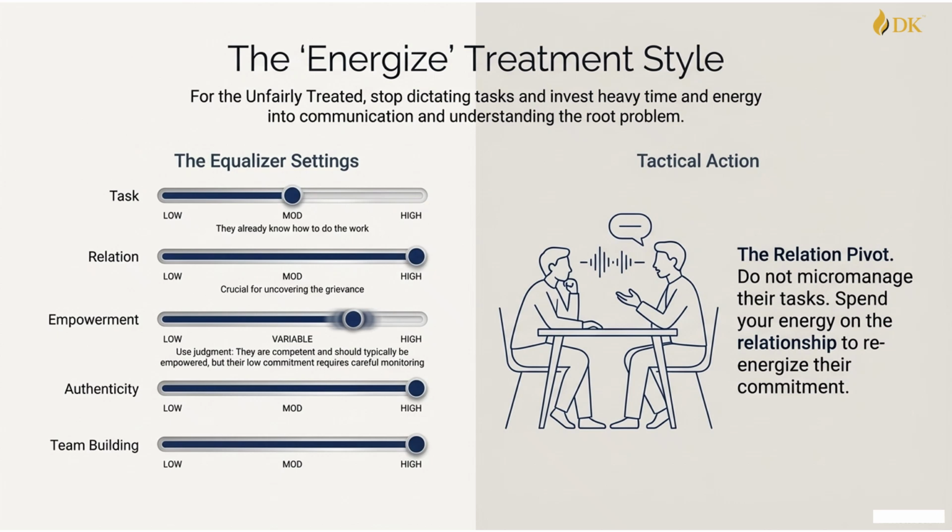The unsure are low on both competence and commitment. They are often confused or insecure about their growth. For them, the equalizer must be set to high task and high relationship orientation. You must provide both clear direction and emotional support to help them find their place. Empowerment remains low, but authenticity and team building must be high to provide the security and integrity they need to improve.